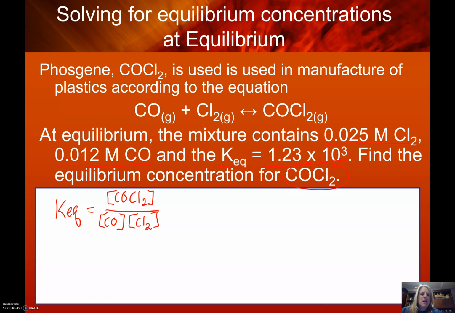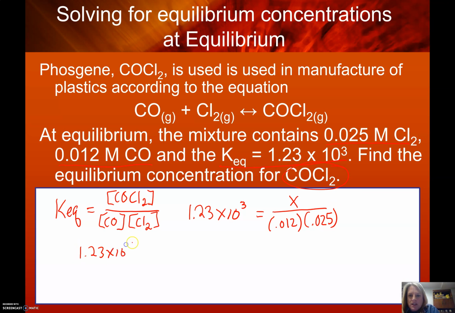So that means that is going to be our X value. That's what we're solving for. So this time we have a KEQ. So we're going to write down 1.23 times 10 to the third is equal to, that's our X, right? We're solving for that. So I'm just going to put an X there to represent the concentration of COCl2, or phosgene. Find the CO, so that's just 0.012. We're going to multiply that by the concentration of our chlorine, which is 0.025.